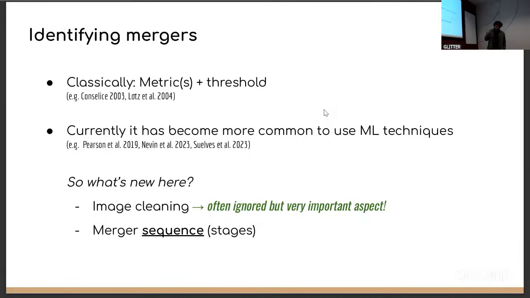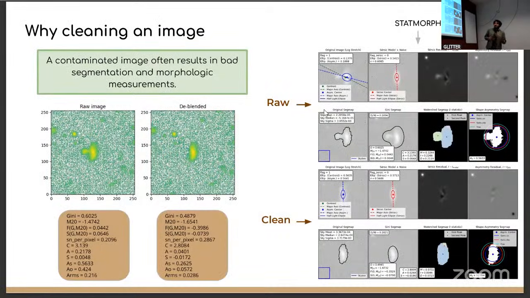Well, the 2 key aspects: first, image cleaning. Most works do not take this into account, if not all of them. And this is crucial to get the right metrics from the image. Not cleaning results in really bad information. But also, we are not just determining if a galaxy is or is not a merger, but in which stage of the merger sequence it is. That's why I spoke about being in more detail in this work.